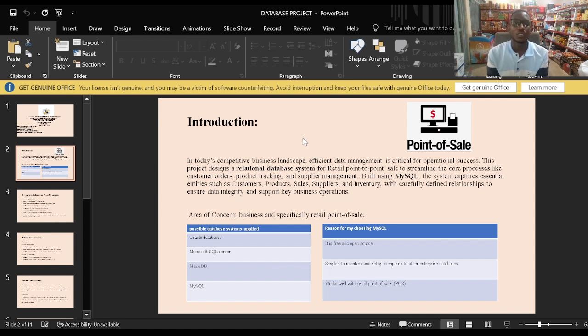So my area of concern, as I've told you, was business, which is retail point of sale. And this includes cashiers, managers, administrators, and other people, customers, suppliers. The databases that are applied in this business include Oracle databases, Microsoft SQL, MariaDB, and MySQL. But I chose MySQL.